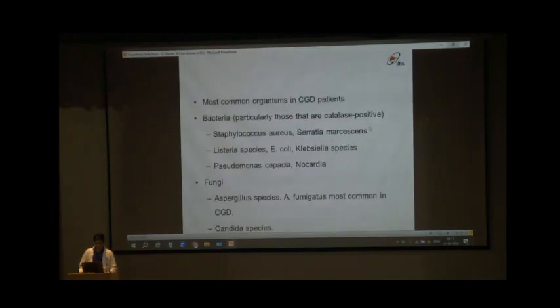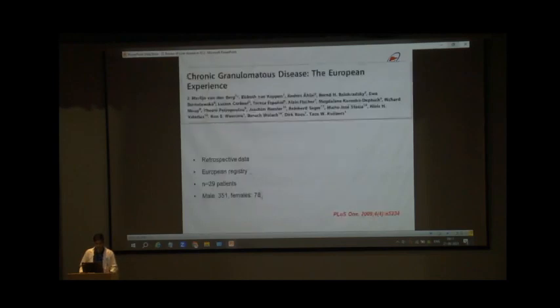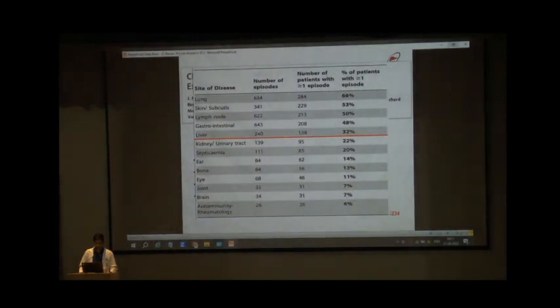So, patients with CGD most commonly present with recurrent liver abscess because of bacterial infections like Staph aureus, Pseudomonas, and Nocardia, and they also can have fungal infections, particularly Aspergillus fumigatus followed by Candida species. So, this is a European study of 29 CGD patients out of around 450 patients with PID. This showed that recurrent liver abscesses were found in more than 30% of the patients.